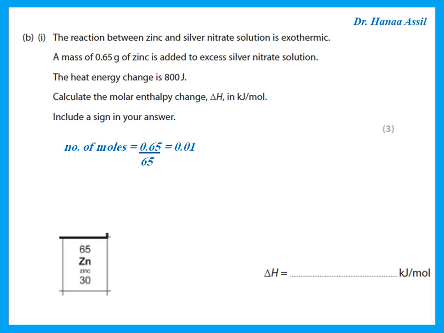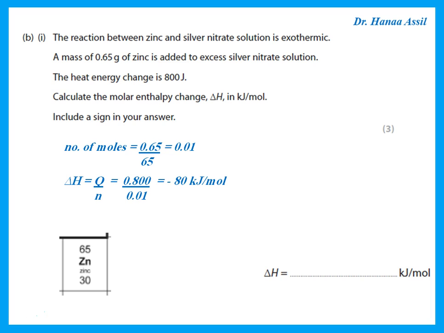So I need to get number of moles of zinc. Number of moles is mass over molecular mass. Again, I'm reminding you, the molecular mass is the big number. So molecular mass of zinc is 65. So we get number of moles of zinc. Then the delta H is the Q over N.